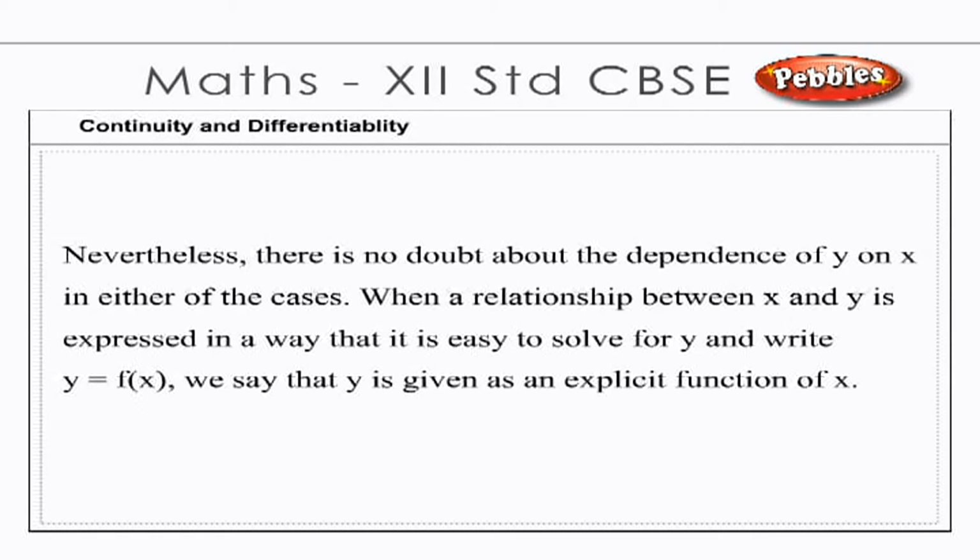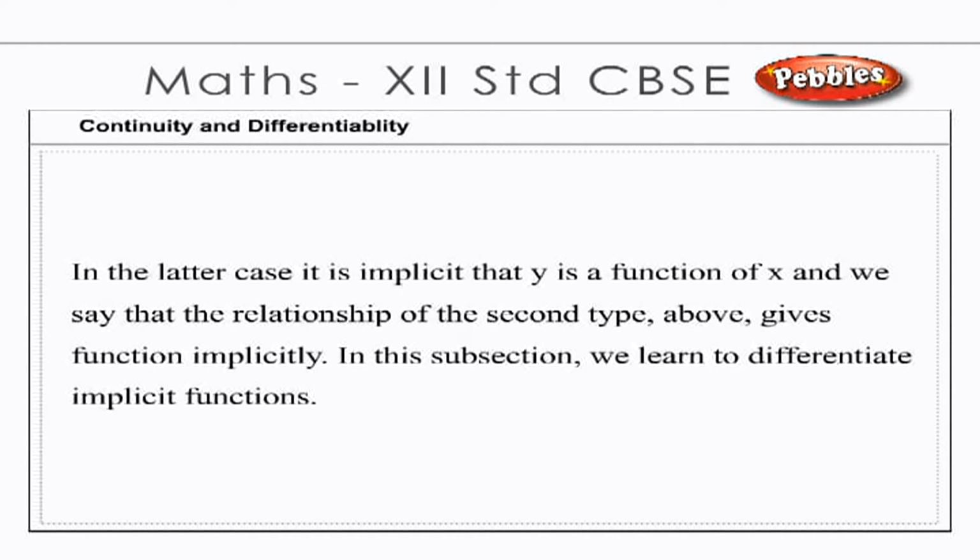When a relationship between x and y is expressed in a way that it is easy to solve for y and write y = f(x), we say that y is given as an explicit function of x. In the latter case, it is implicit that y is a function of x, and we say that the relationship of the second type above gives the function implicitly. In this subsection, we learn to differentiate implicit functions.